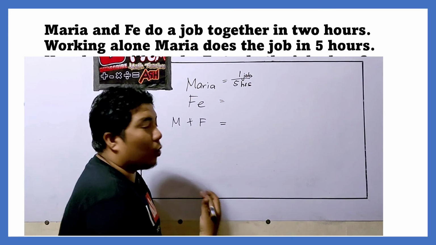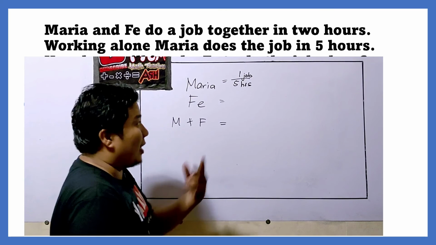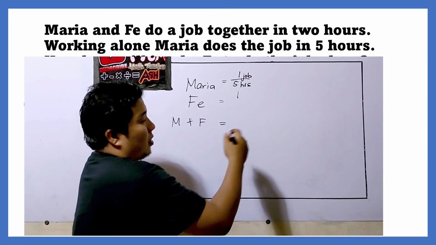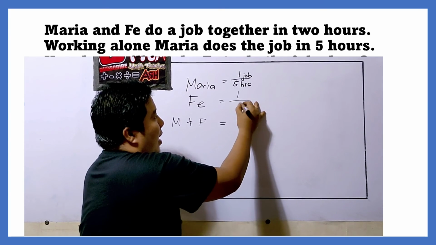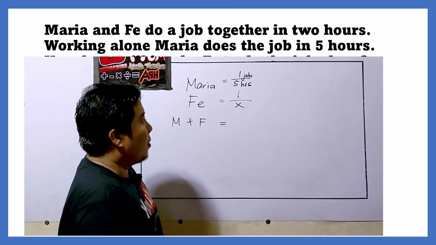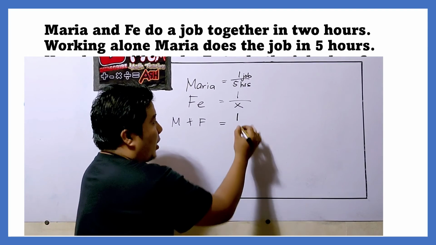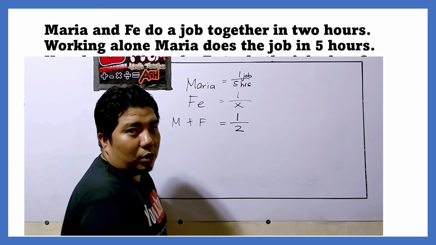However, for Fe, if she worked alone, it was unknown, right? So that is the problem. We are asked for one job in how many hours? But if they work together, they can finish that one job in just 2 hours.